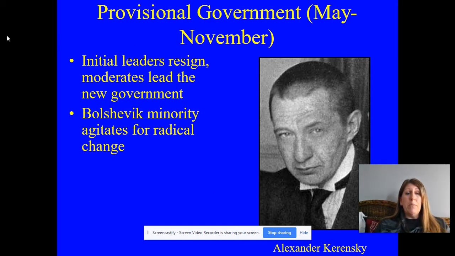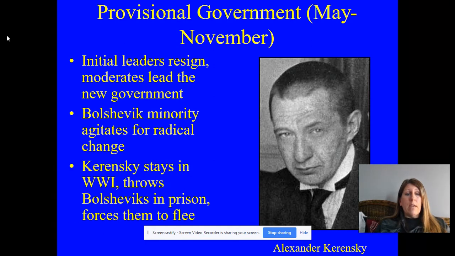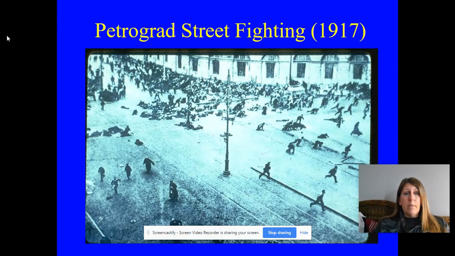They didn't care how many people died, but they wanted to bring about change. And so Kerensky keeps Russia in World War I. He tries to go around and arrest Bolsheviks, puts them in prison, and many of them are forced to flee. So Vladimir Lenin will actually have to leave Russia for a short period of time.